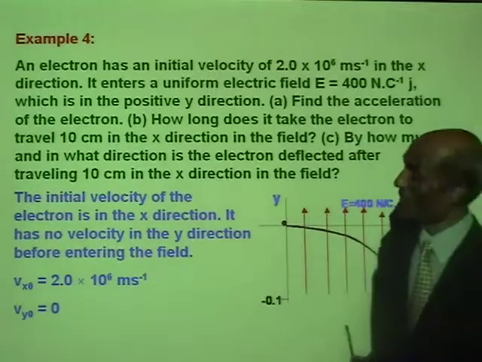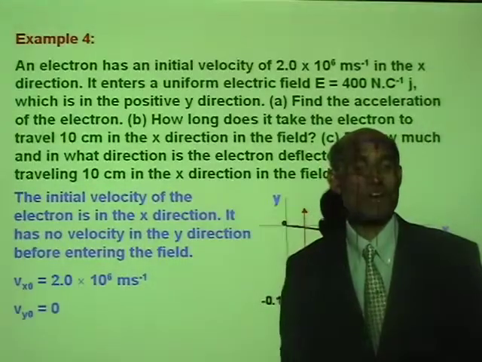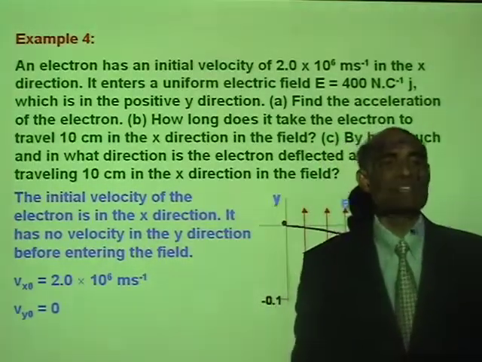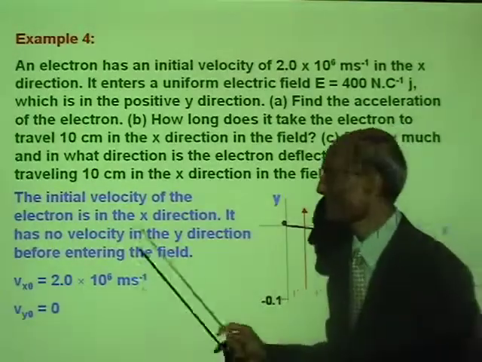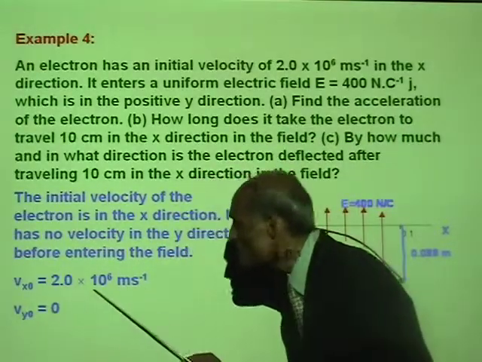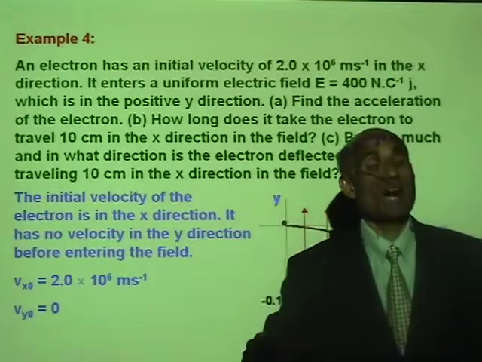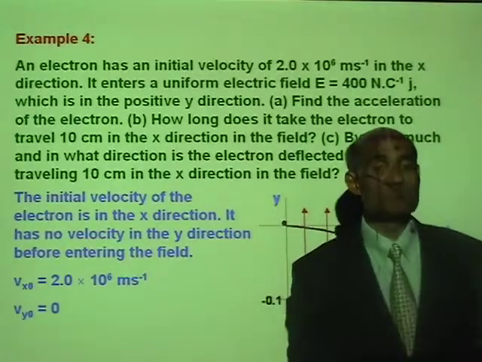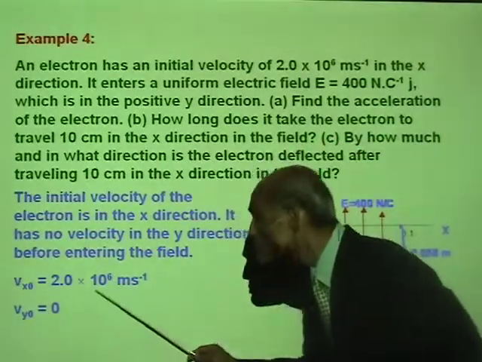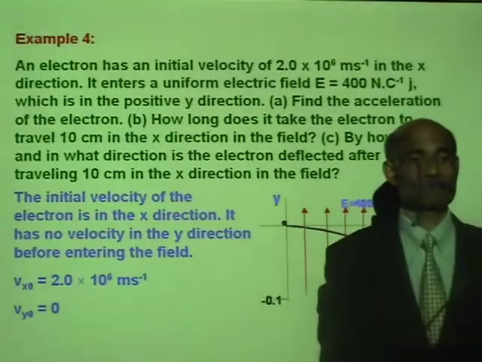Now tell me, from your understanding of projectile motion we did in part 1 of physics, what happens to this x velocity with time? As the electron keeps moving, what happens to the x velocity?